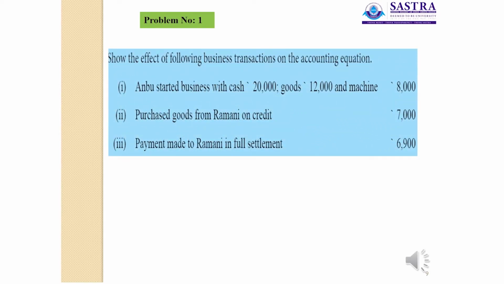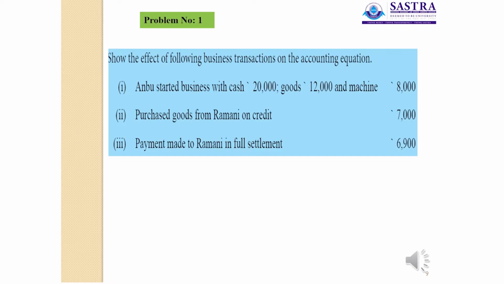Now looking at the problem relating to the accounting equation. The problem is, show the effect of the following business transactions on the accounting equation. Anbu started business with cash rupees 20,000, goods value 12,000, machinery value rupees 8,000. Next transaction is purchase of goods from Ramani on credit rupees 7,000.